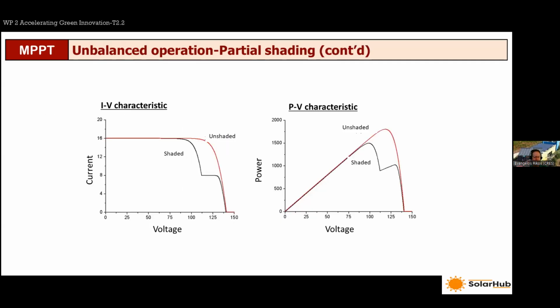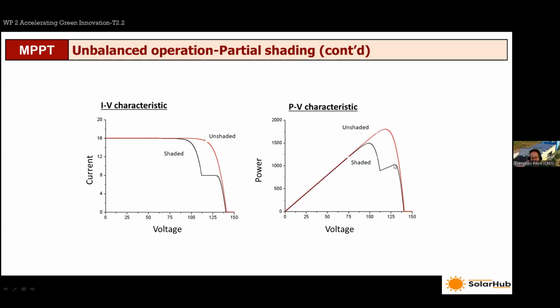For example, if you take a system like this under fully shaded conditions, you have a characteristic that is like this, but once you have a partial shading of some of the modules, like in the diagram I showed you before, you start getting some strange variations in the IV characteristic, which are also propagated in the PV characteristic in this way.